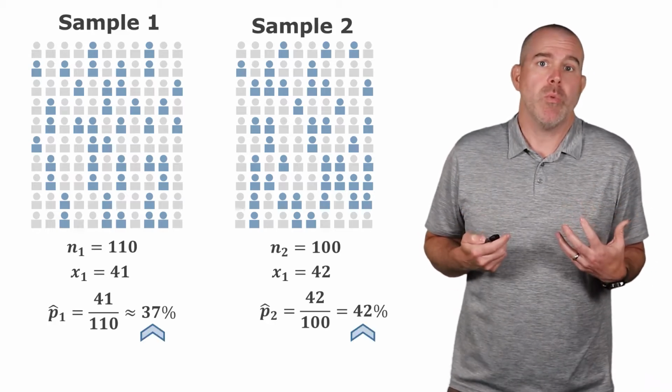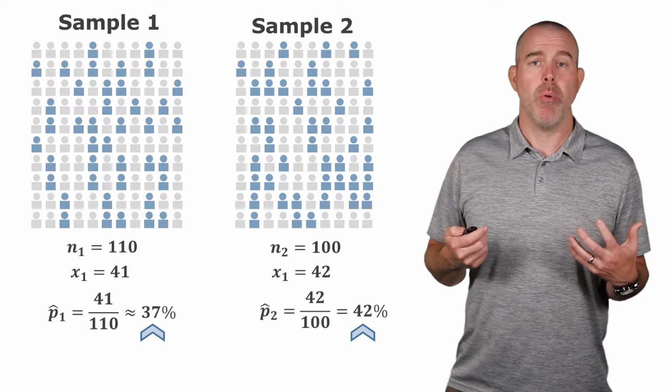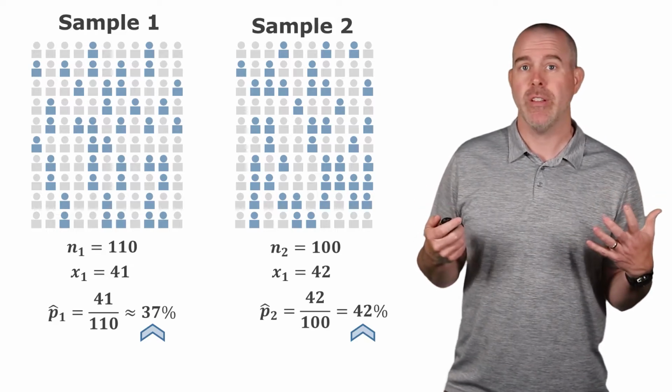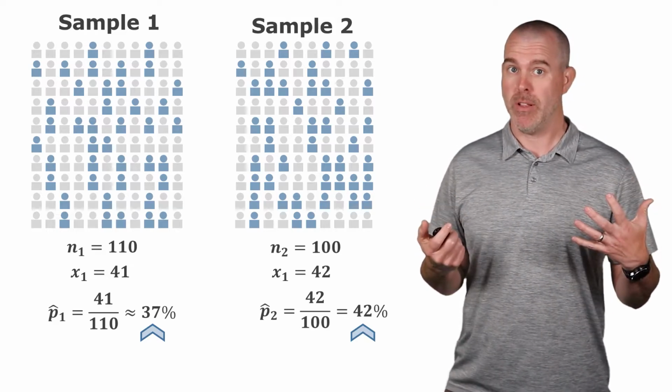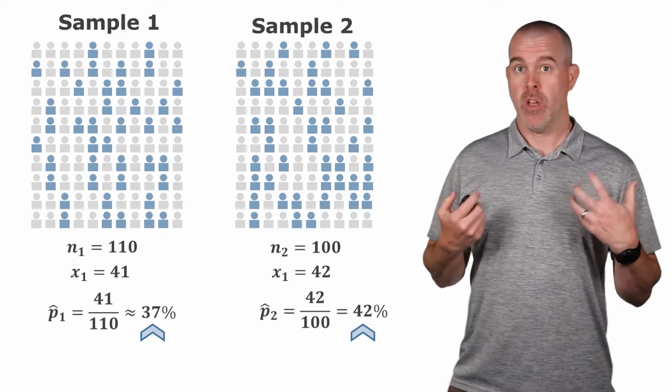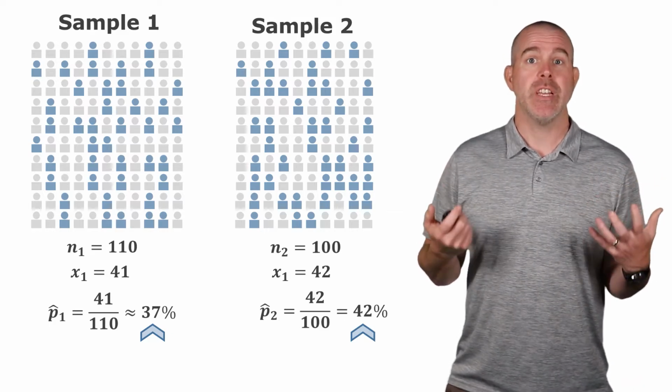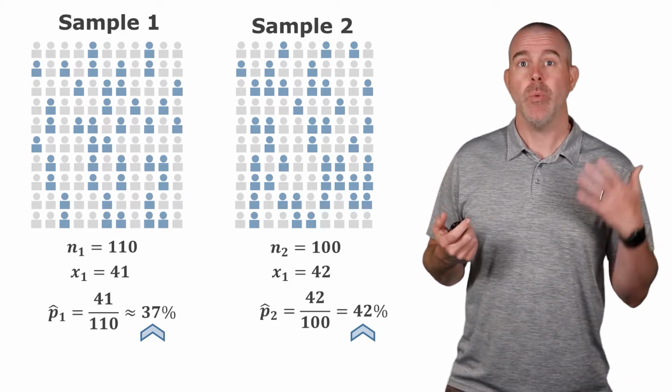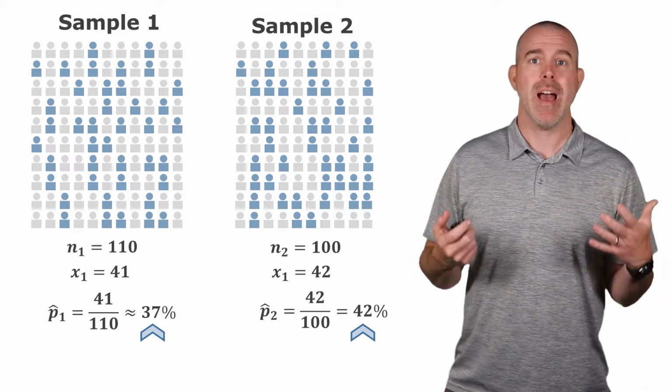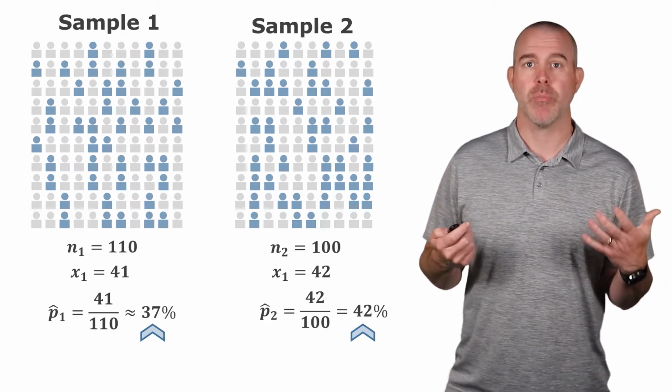So what we want to do is compare these two proportions. Now, clearly they're different at the sample level, but the question is, is that difference significant? So that's what we need to do. We need to develop some theory behind the difference between two population proportions.